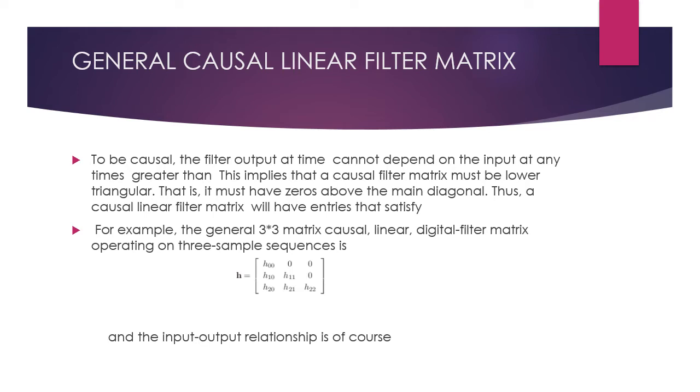While equation F2 covers the general case of a linear causal digital filter operating on the space of three sample sequences, it includes time varying filters in general. For example, the gain of the current input sample changes over time as h00, h11, h22.